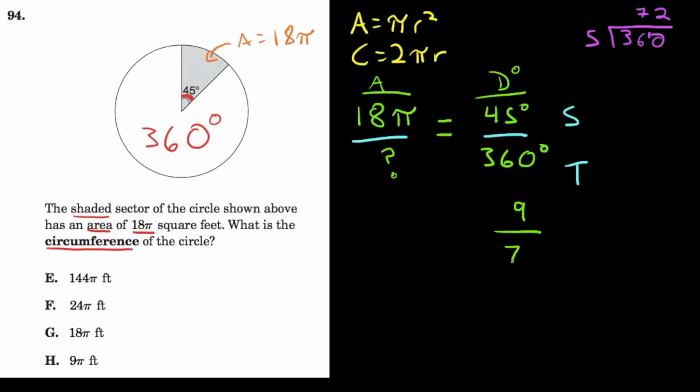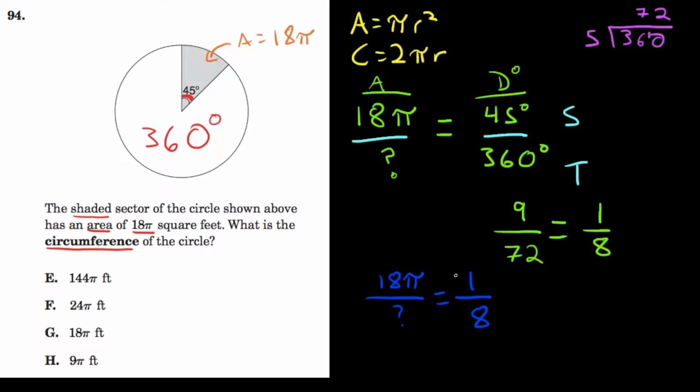9 over 72. Now I happen to know that 9 goes into 72. If you don't know that, it's still worth taking a look and trying it out, or trying out 3. So 9 goes into 72 8 times. So I know that this fraction comes out to 1/8. Okay, now let's bring the original ratio back. So 18 pi over something equals 1/8.